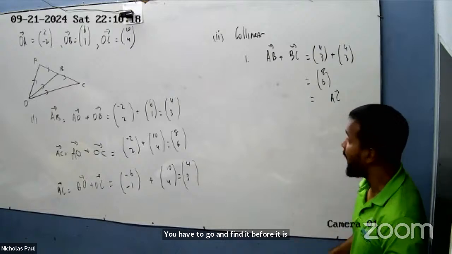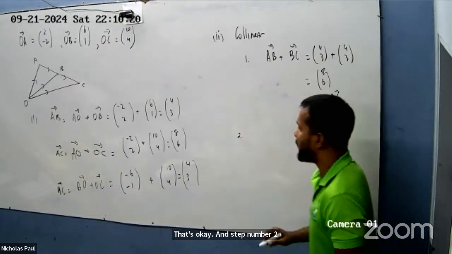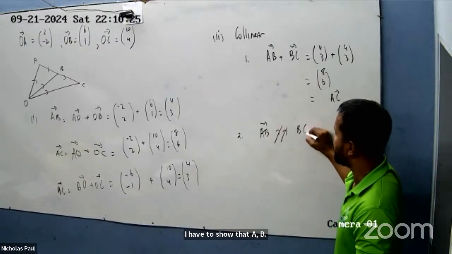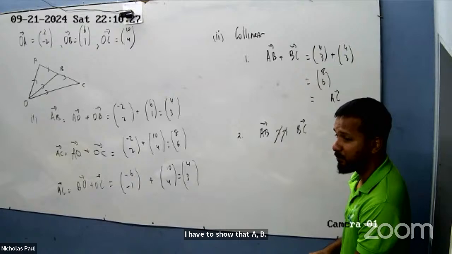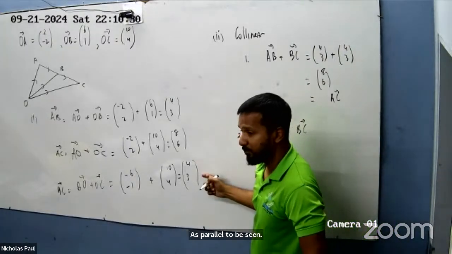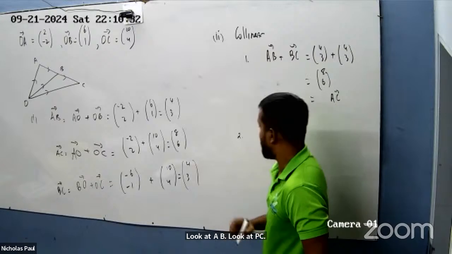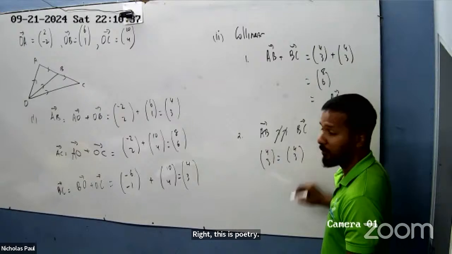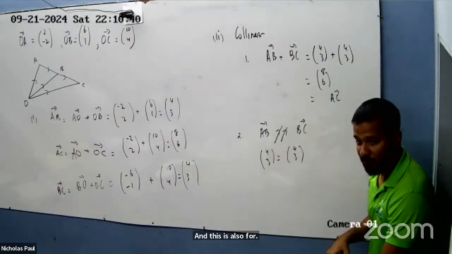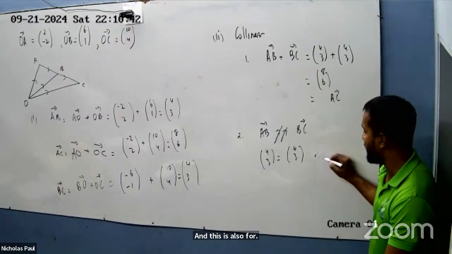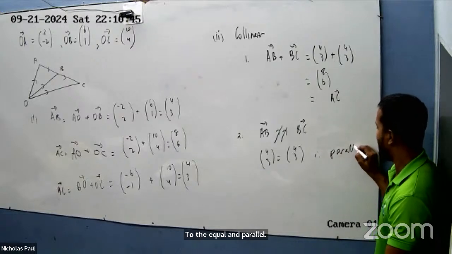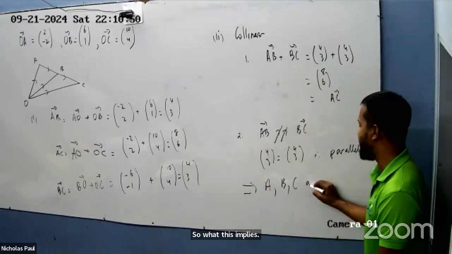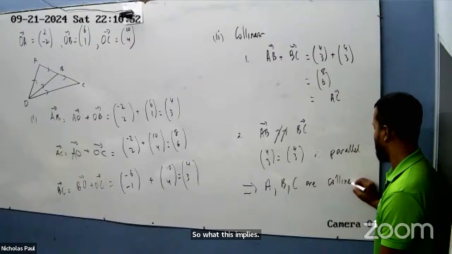That's okay? And step number 2 is what? I have to show that AB is parallel to BC. Correct? Look at AB, look at BC. What can you say? Both of them are equal, right? This is (4, 3), and this is also (4, 3). So they're equal and parallel. That's okay? Therefore, parallel. So what does this imply? It implies that A, B, C are collinear.